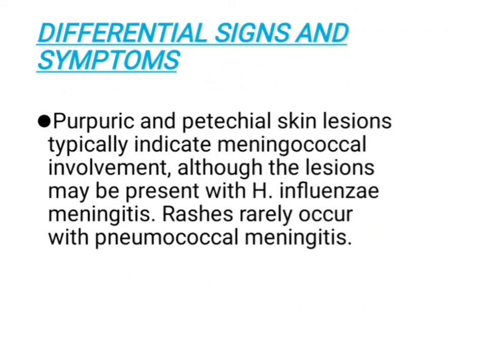Now coming to the differential signs and symptoms, that is the similar signs and symptoms. You can see purpuric and petechial skin lesions typically when the infection is caused by the meningococcal. Meningococcal means infection with Neisseria meningitidis, and these skin lesions are also present with Haemophilus influenzae infections, and these rashes rarely occur with pneumococcal meningitis. So let us see what purpuric and petechial rashes are.